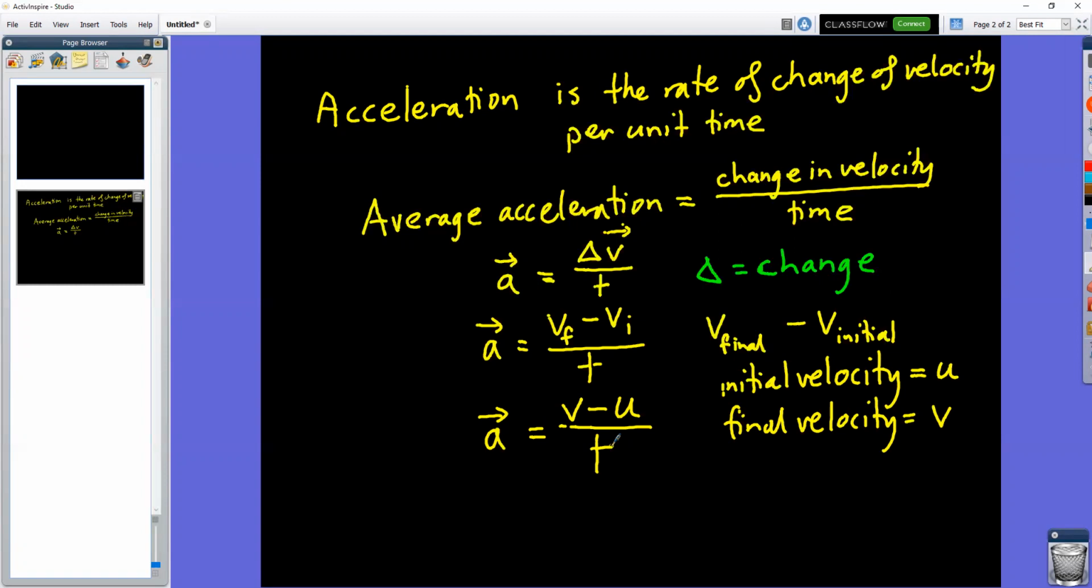The units for acceleration: the units are meters per second, which is the velocity part on the top, over seconds, which ends up being meters per second squared. This way is actually easy to get your head around. It's the change in the velocity per second. Okay, so we'll do a couple of worked examples and see if we can figure out how to do this.